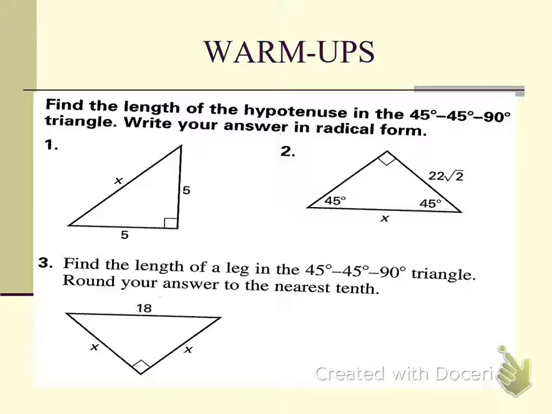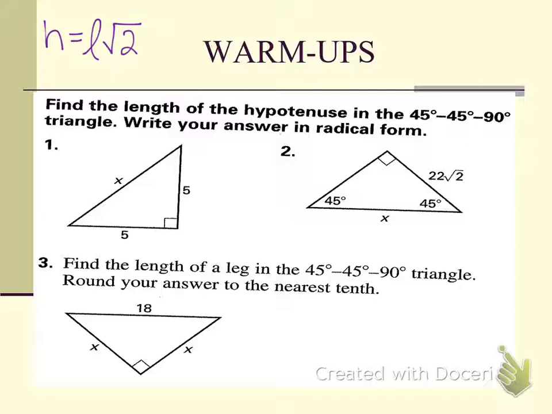So for our warm-ups, we've got some 45, 45, 90 triangles. On numbers 1 and 2, we are asked to find the length of the hypotenuse. Just as a refresher, we learned that the hypotenuse is equal to what? A leg times the square root of 2. That's our formula that we can remember.